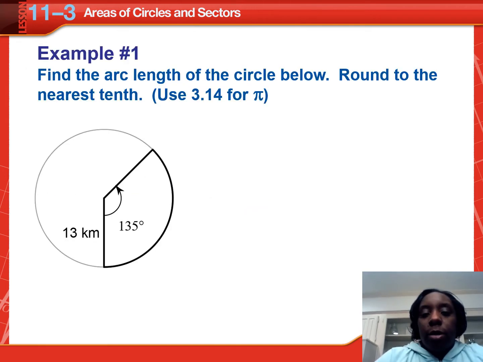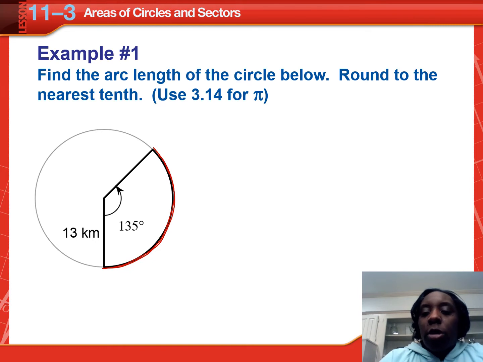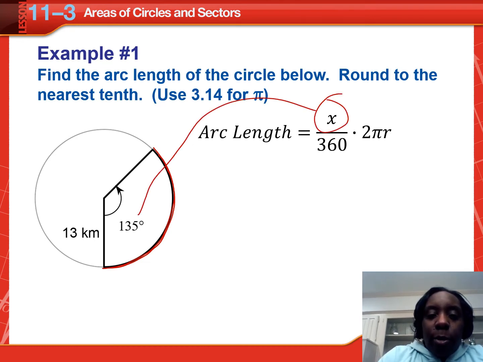So here we go. Let's do this. They want to know, find the arc length of the circle below. They want to know how much is only this length around the circle. That's how much they want. So let's look at the formula. To find arc length, I'm going to take X, and X is that number right there. It's the proportion of the arc that you want of the circle, the 360. So of the 360, I only want 135 degrees.